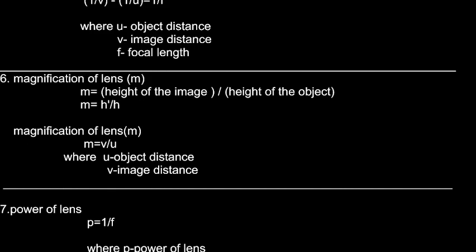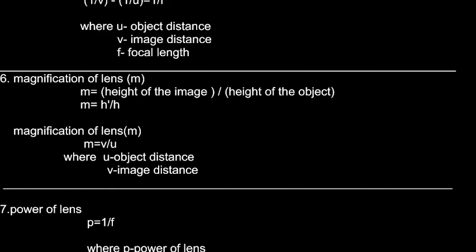When we keep an object in front of a lens, and it gets magnified, then the height of the image formed compared with the height of the object, when you take that ratio, you get the magnification of the particular lens through which the light is passing. That ratio is nothing but the magnification of that particular lens we are discussing. And it is given by h dash upon h, where h dash is the height of the image.